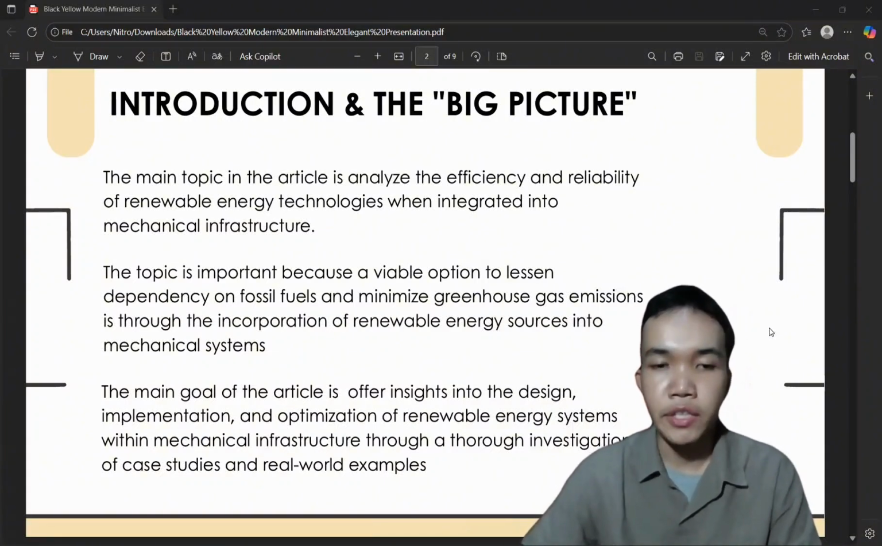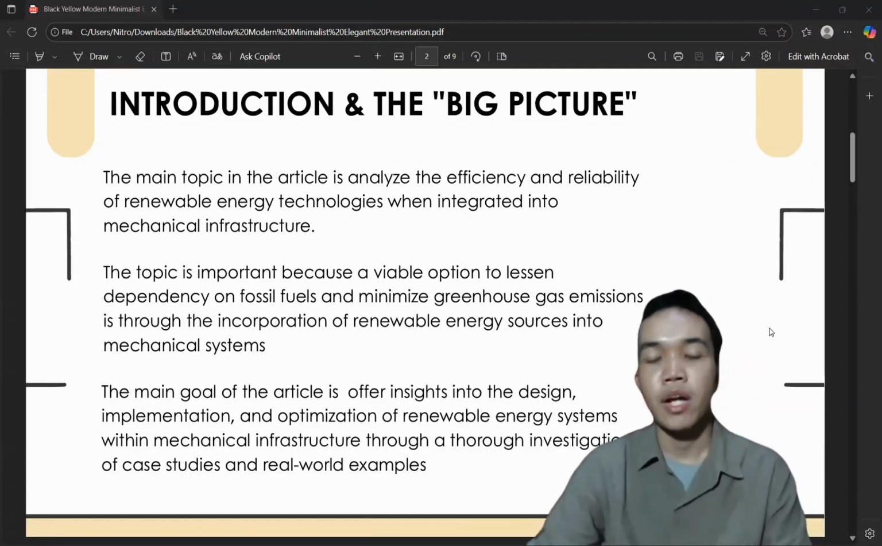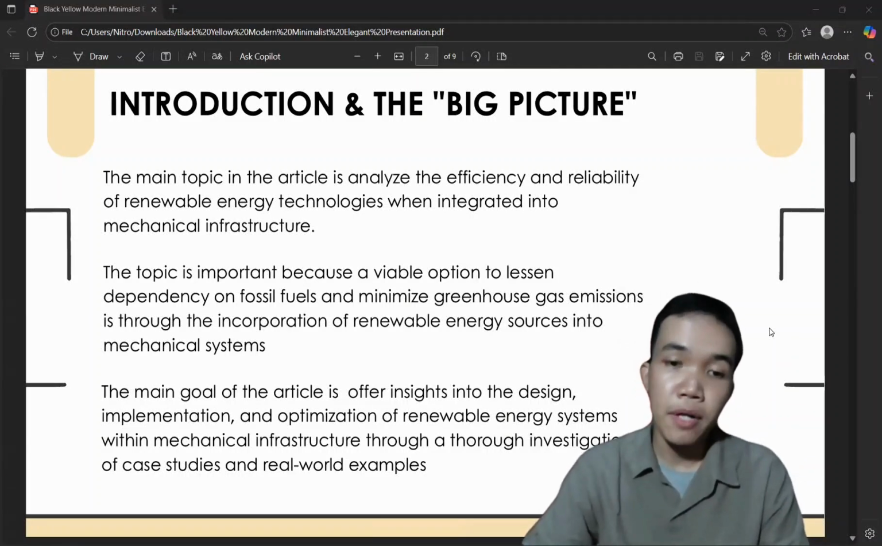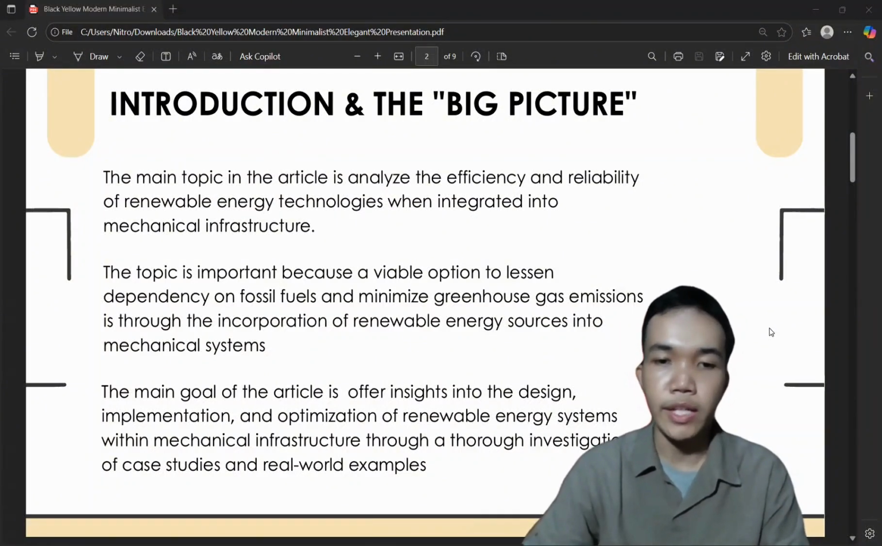And the main goal of the article is to offer insight into the design, implementation, and optimization of renewable energy system within mechanical infrastructure through a thorough investigation of case study and real-world example.